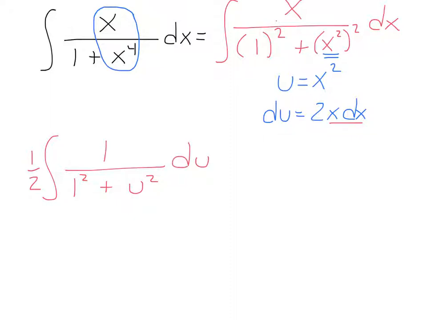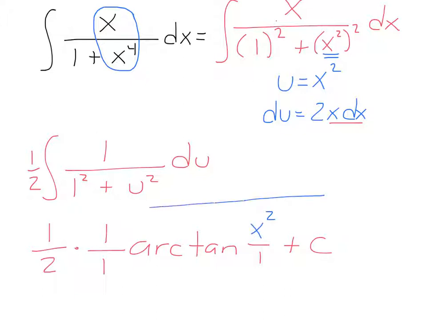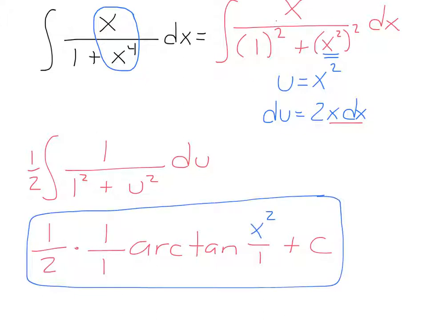And now this matches my arctangent rule. I'm going to get 1/2 times arctangent, which is 1 over a arctangent of u over a plus c. And while I'm at it, I'll go ahead and replace the u with the x squared. And that would be my antiderivative.